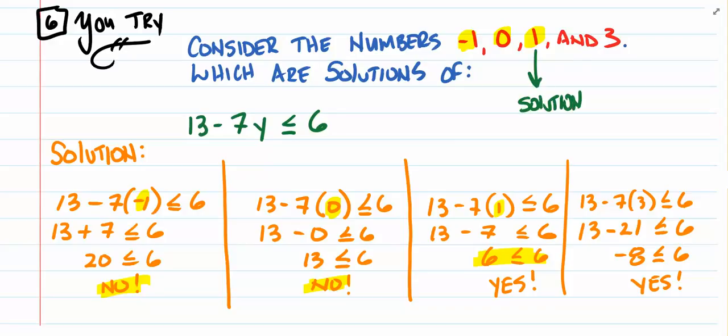Similarly, I plugged in 3 and got negative 8 is less than or equal to 6. And that's also a true statement. So therefore, 3 is also a solution.